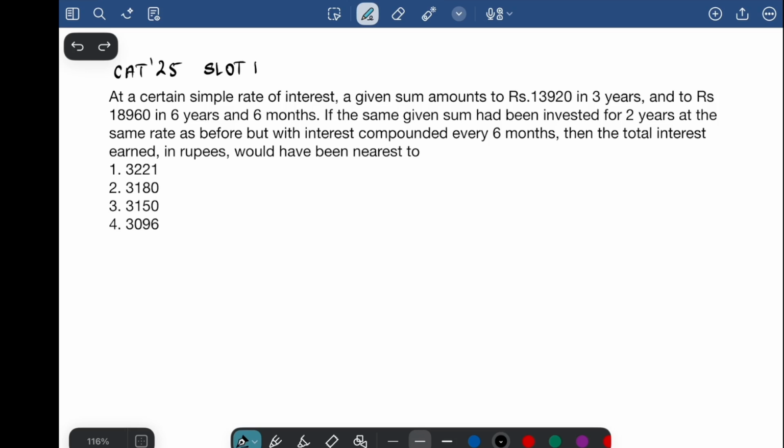Let's solve a CAT 25 slot 1 question. At a given simple rate of interest, a given sum amounts to rupees 13,920 in 3 years, to rupees 18,960 in 6 years and 6 months.